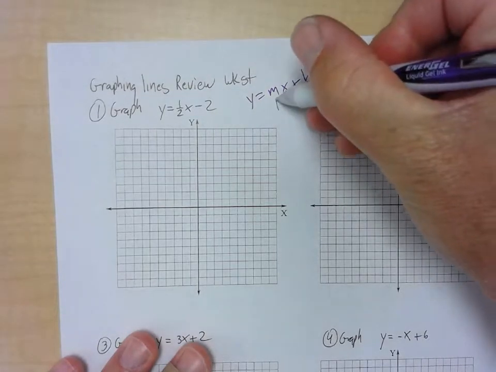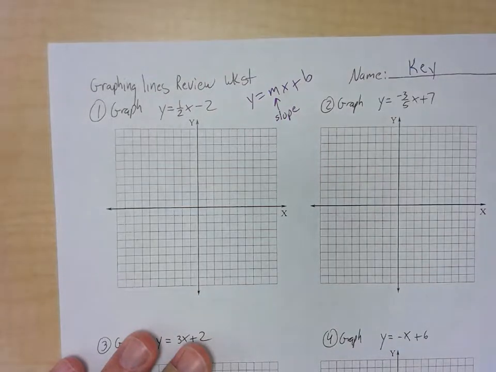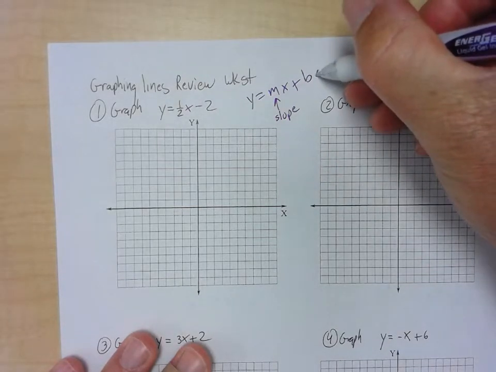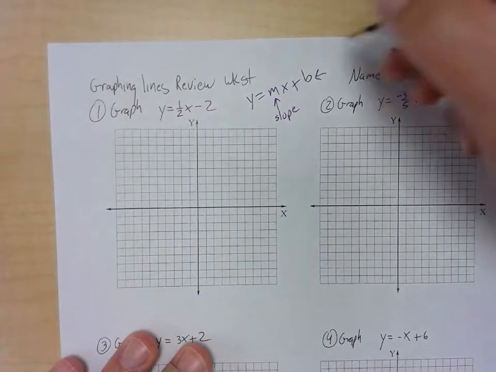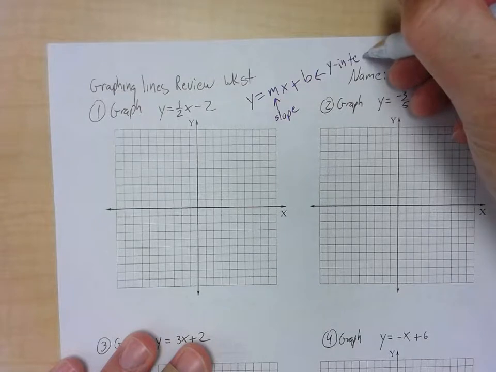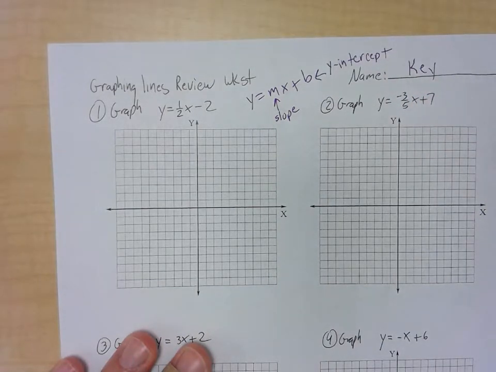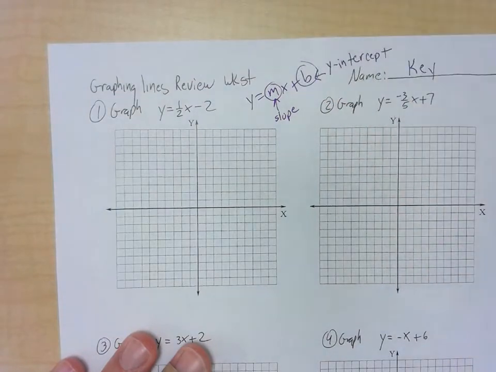The number in front is the slope. That's how the line changes. And the number in the back is where you start. That's the y-intercept. So we have two pieces of information, this one and this one.